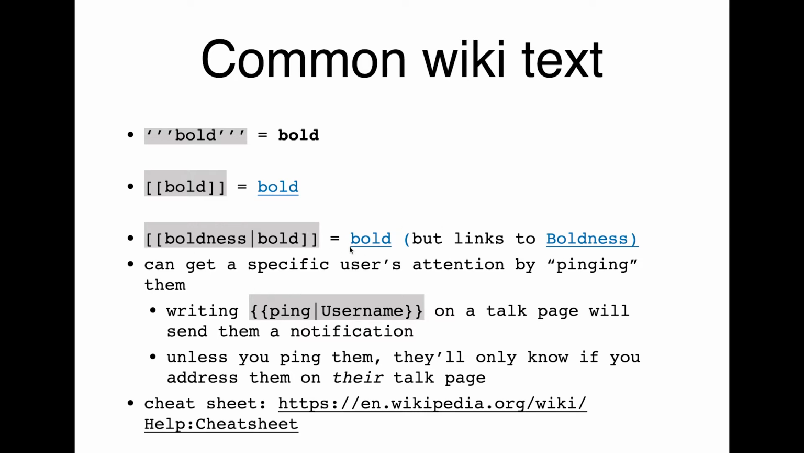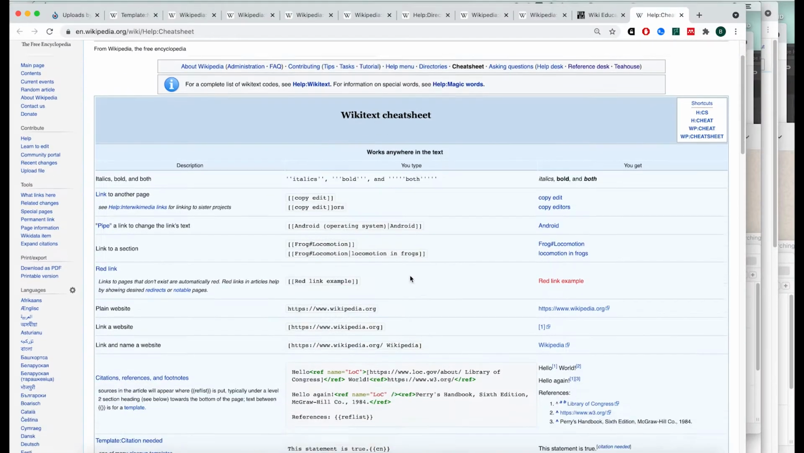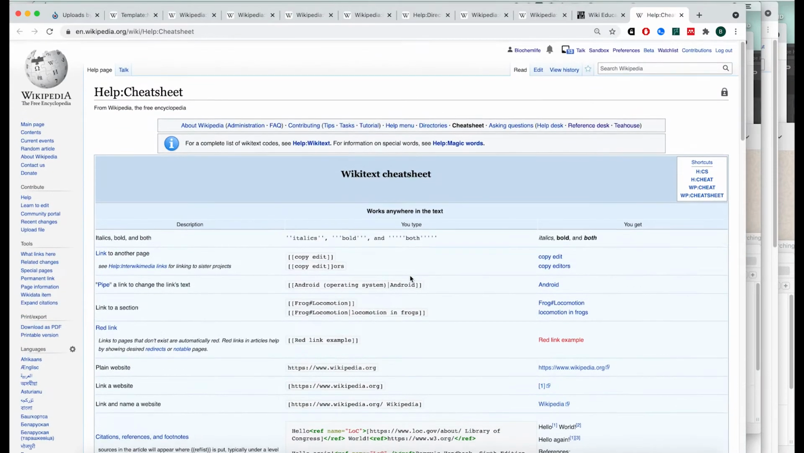You can get a specific user's attention by pinging them. If you're on a talk page and you're responding to someone, you can ping them to say, "Hey, I responded to you." It'll send them a notification. Otherwise they'll only get a notification if you address them on their own personal talk page. This cheat sheet's really great for wiki code.